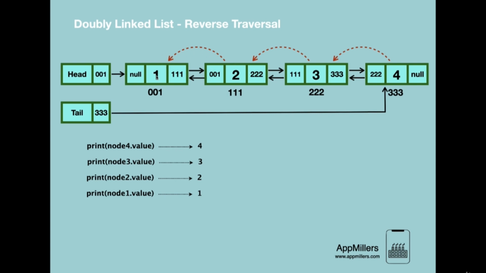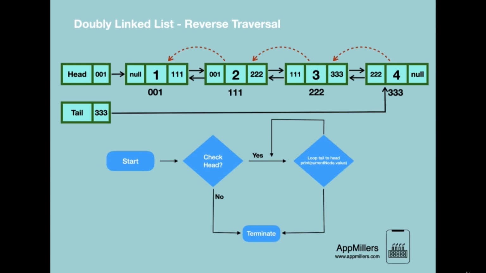So how can we know that we reached node 1? We know that the previous reference of node 1 is null, so when we reach it we terminate our algorithm. Now let's look at how the algorithm of this traversal looks like.